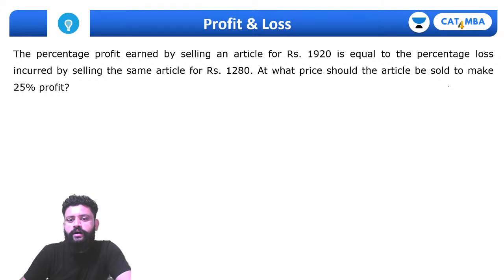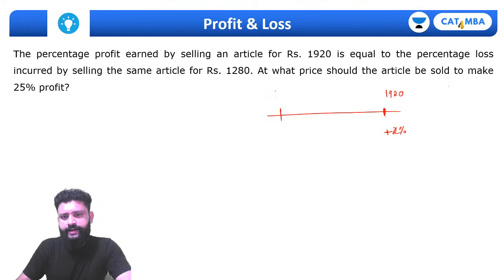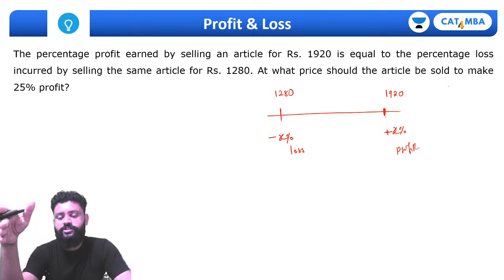Okay, understand. One thing you must have understood. एक पॉइंट है जहां पे 1920 पे उसको प्रॉफिट हो रहा है. Let's say that's X% profit. Right, Jabbu? तो 1280 पे minus X% हो रहा है, that is loss of X%, and here is the profit of X%. Can you just imagine this? Actually ये ड्रॉ नहीं करना है, ये मैं सिर्फ तुम्हें सिखाने के लिए बता रहा हूँ.